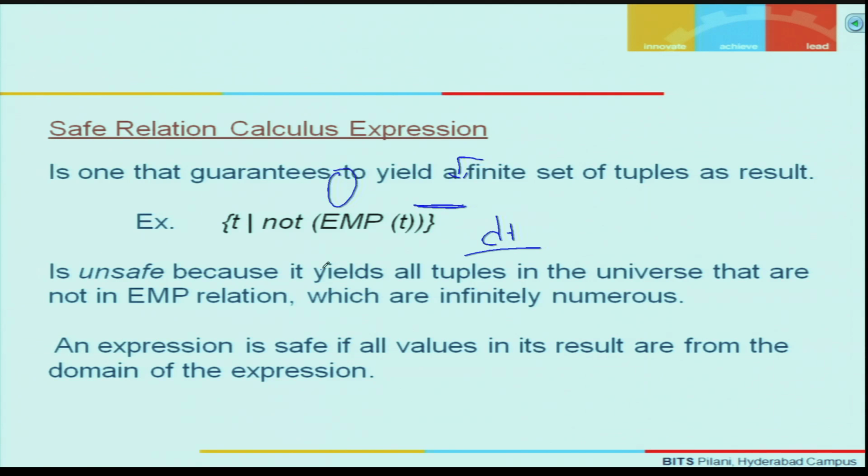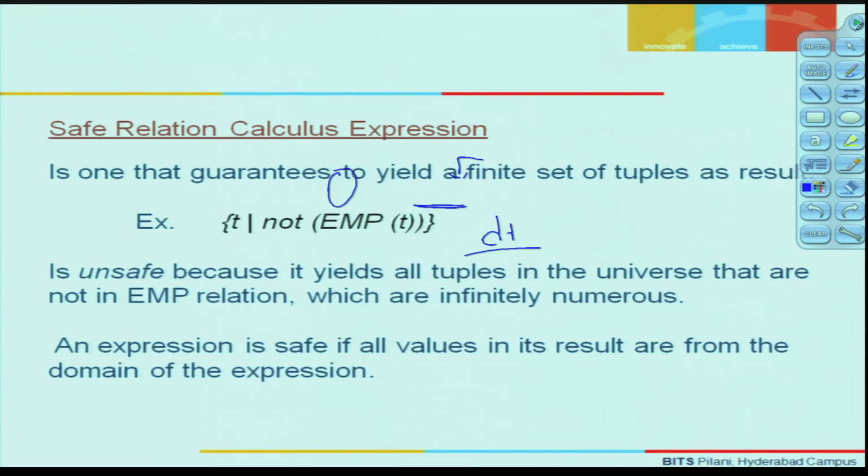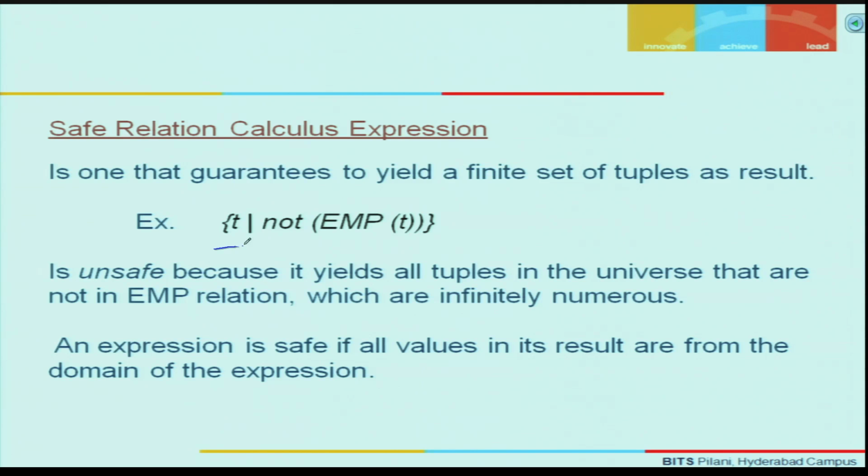Then we have a notion called a safe relational calculus expression. It says that a safe relational calculus expression is one that always guarantees to yield a finite set of tuples in the result. For example, consider T ranging over employee, where the condition is that T should not belong to employee. That is, get me all the tuples where T is not belonging to the employee relation.